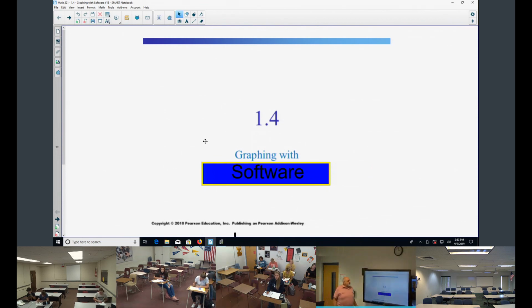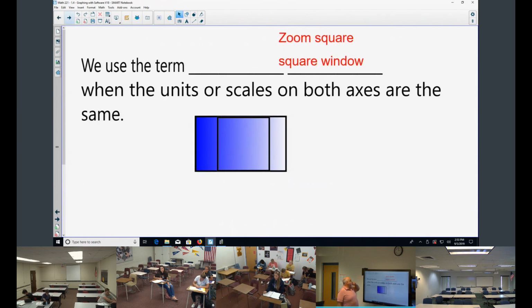Okay, so 1.4, graphing with, and I kind of changed this to software. It could be calculator, could be computer work that we're doing. We'll just kind of see. Right now, I'm focusing today on using the calculator, so hopefully you've got your graphing calculator today. All right, so we're just going to use some terms to kind of focus what we're doing. It says we use the term zoom square or square window when the units or scales on both axes are the same.